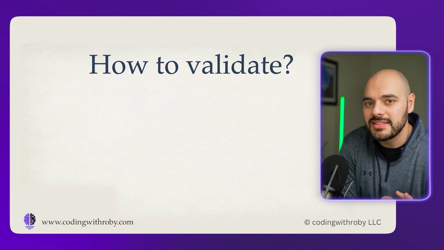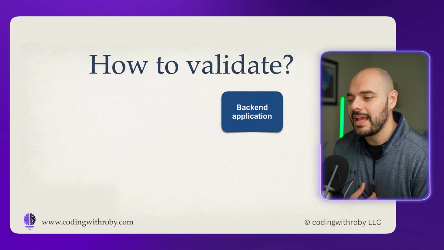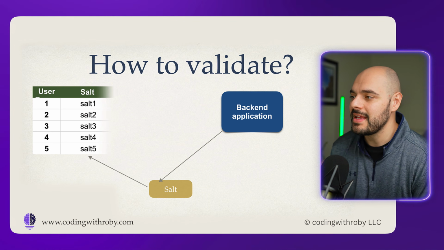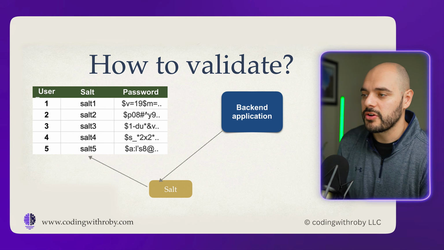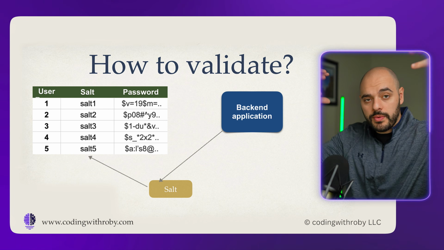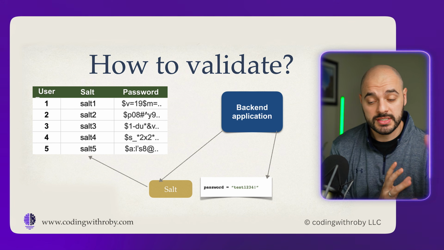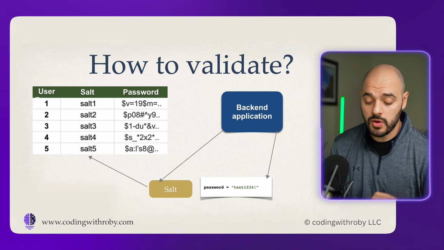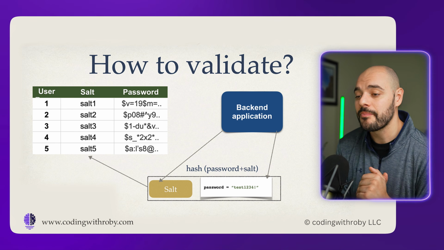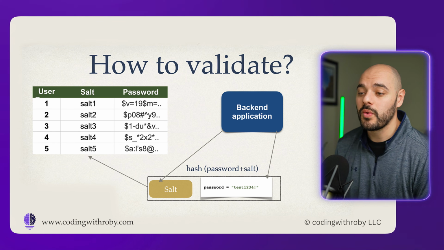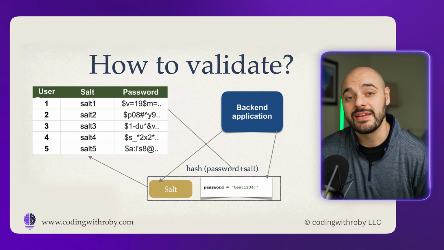Now, how do you validate a password then if in the database it's all hashed? Well, you're going to have your backend application and you're going to have a salt, right? So in the database, you're going to have a salt for a user. So if we're talking about like user ID 5, you're going to have a salt 5 and you're going to have the hashed password. Now, when the request comes in through an API endpoint or whatever it is, you have the plain text password, which is test1234! You then go ahead and you fetch the salt, and then you hash it using the same algorithm that your application's using, which is hash password plus salt. And whatever the hash is of password plus salt should equal whatever password is saved in the database.